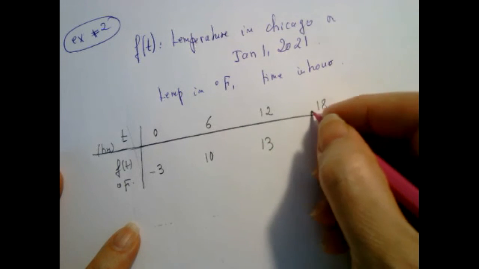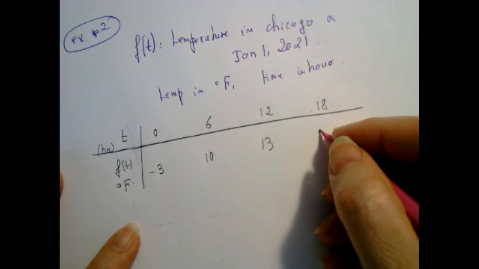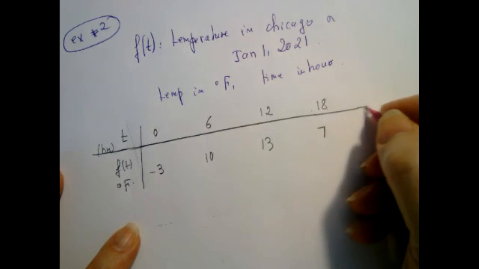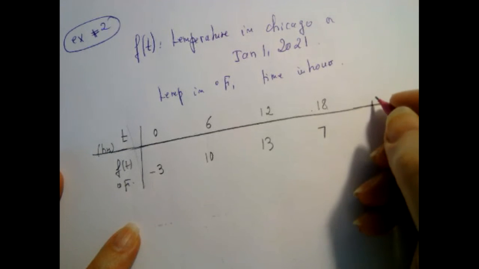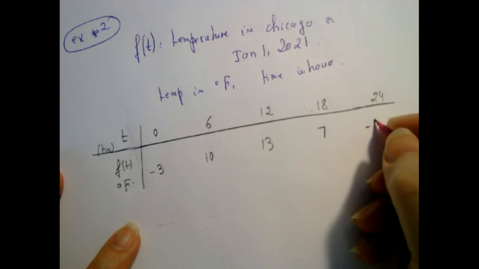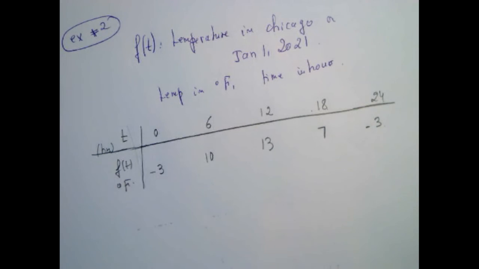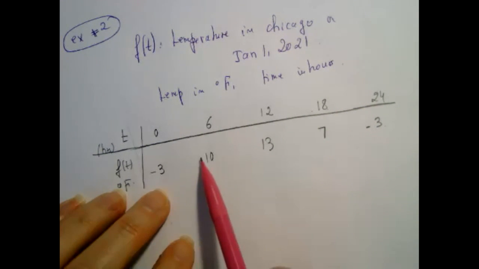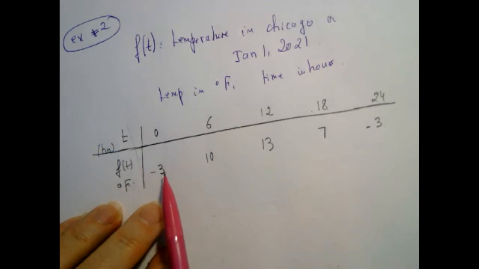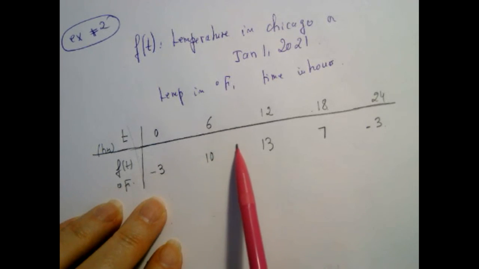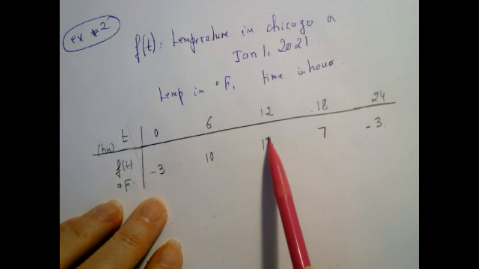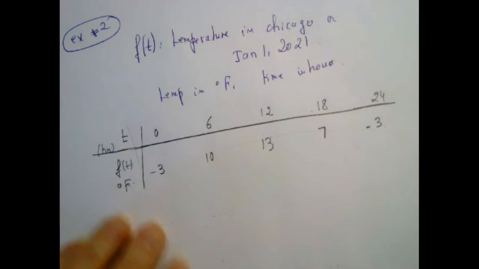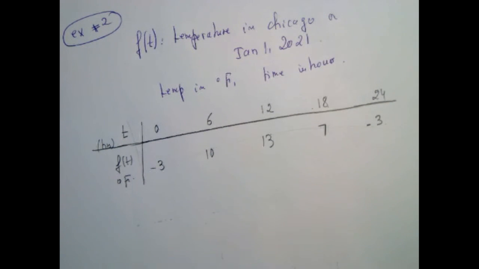And at 6 in the evening, it means 18 p.m., suppose it's 7. And finally, at 24 it is -3. So what's the temperature doing? It's increasing. So the temperature increases basically up to 12 noon. And then after 12 noon, the values of the temperature start to go down. So really the temperature is decreasing. Okay, that's really the picture here.